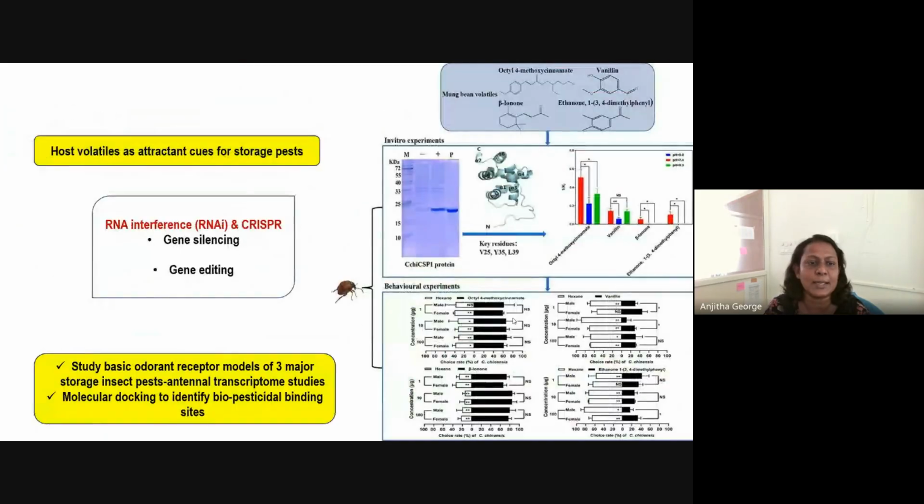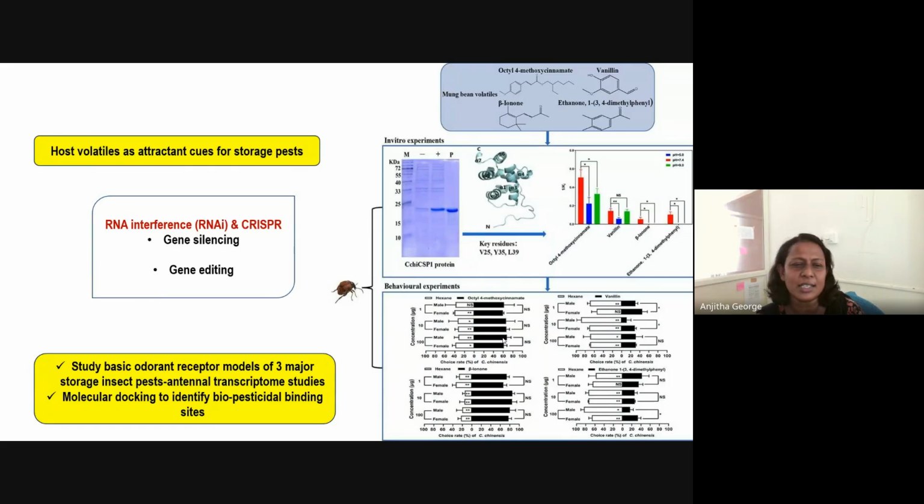And last is RNA interference and CRISPR-Cas technology. Some few studies have been conducted, especially in the case of Tribolium, but not to a larger extent.